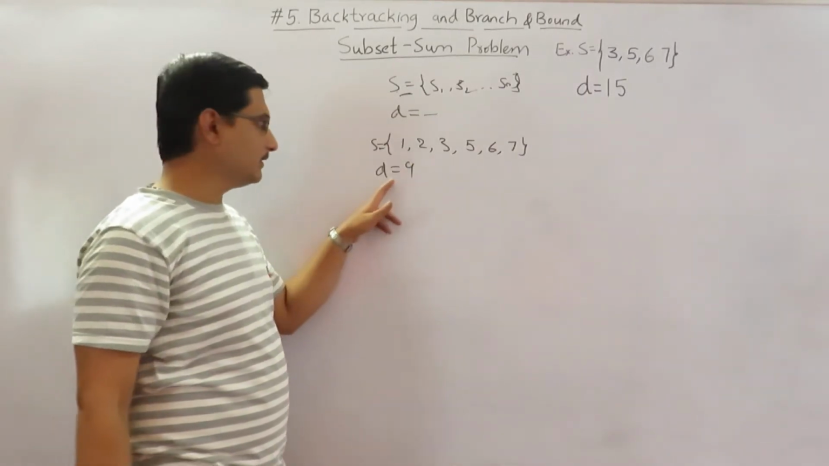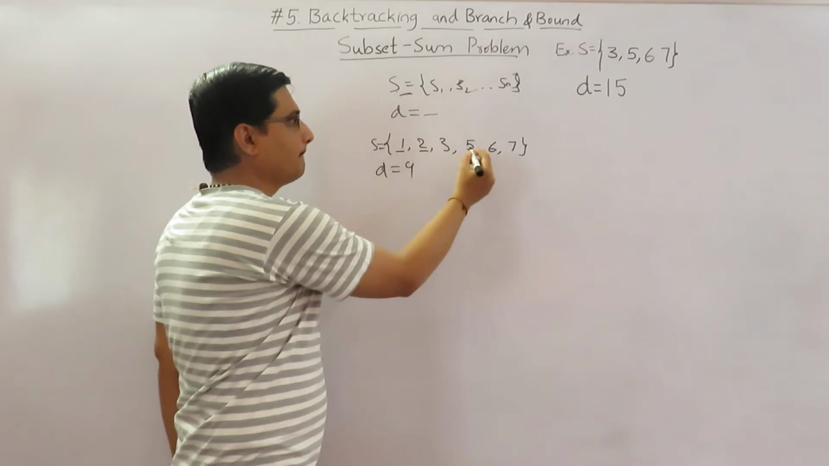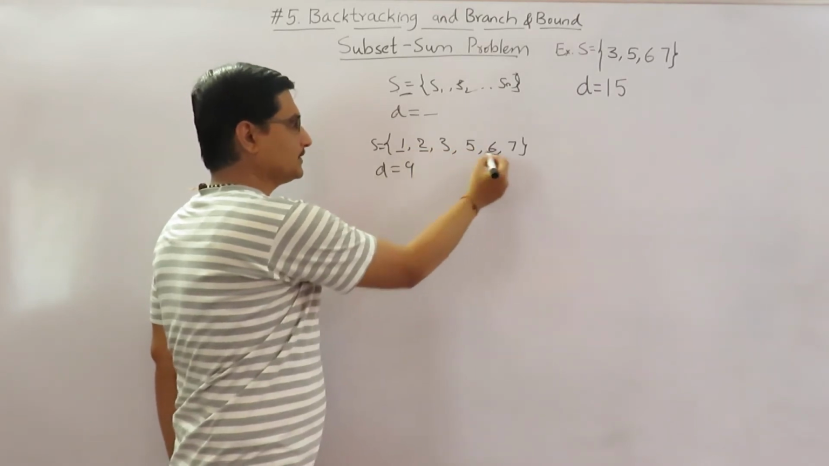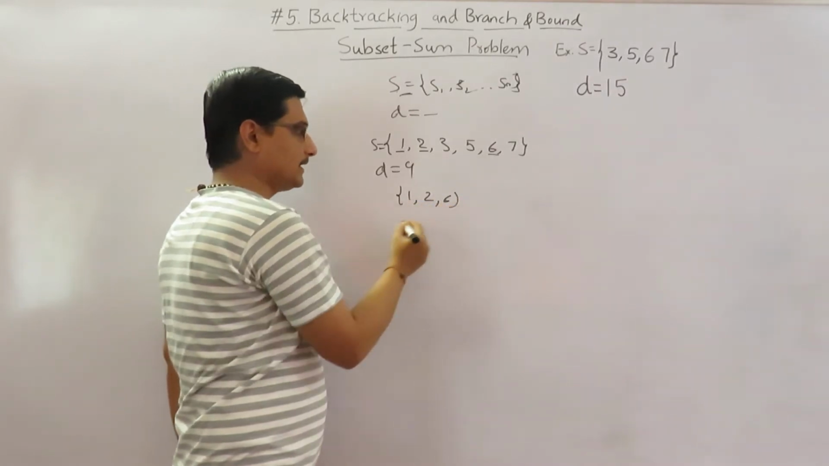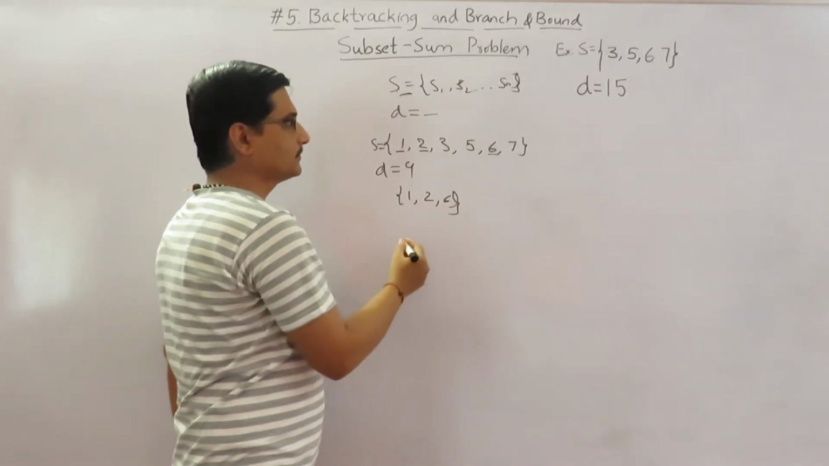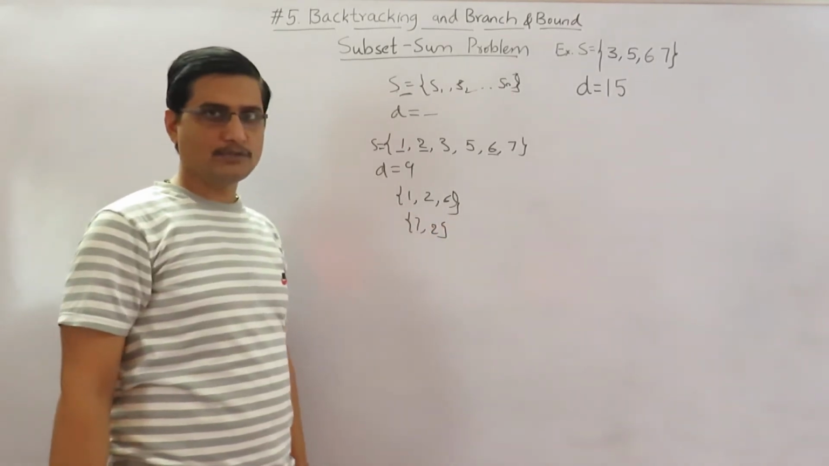So to get the value 9, we can form a subset like 1, 2, 6. 6 plus 2 is 8, plus 1 is 9, and say 7, 2. Like this, there will be many solutions for this.